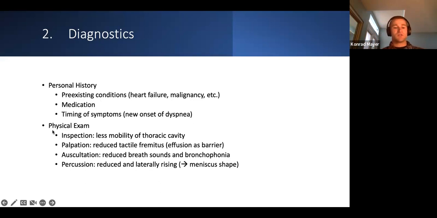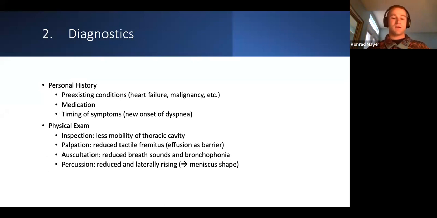And once you have a suspicion, you should move on to the physical exam. There are a few telling signs of pleural effusion. First of all, this is nothing to rely upon, of course, but in inspection, they say that there's less mobility of the thoracic cavity, especially if the pleural effusion is only on one side. But the following signs are much more important. Palpation: when we palpate the lungs, we feel to see if they are moving, if there's adequate respiration.